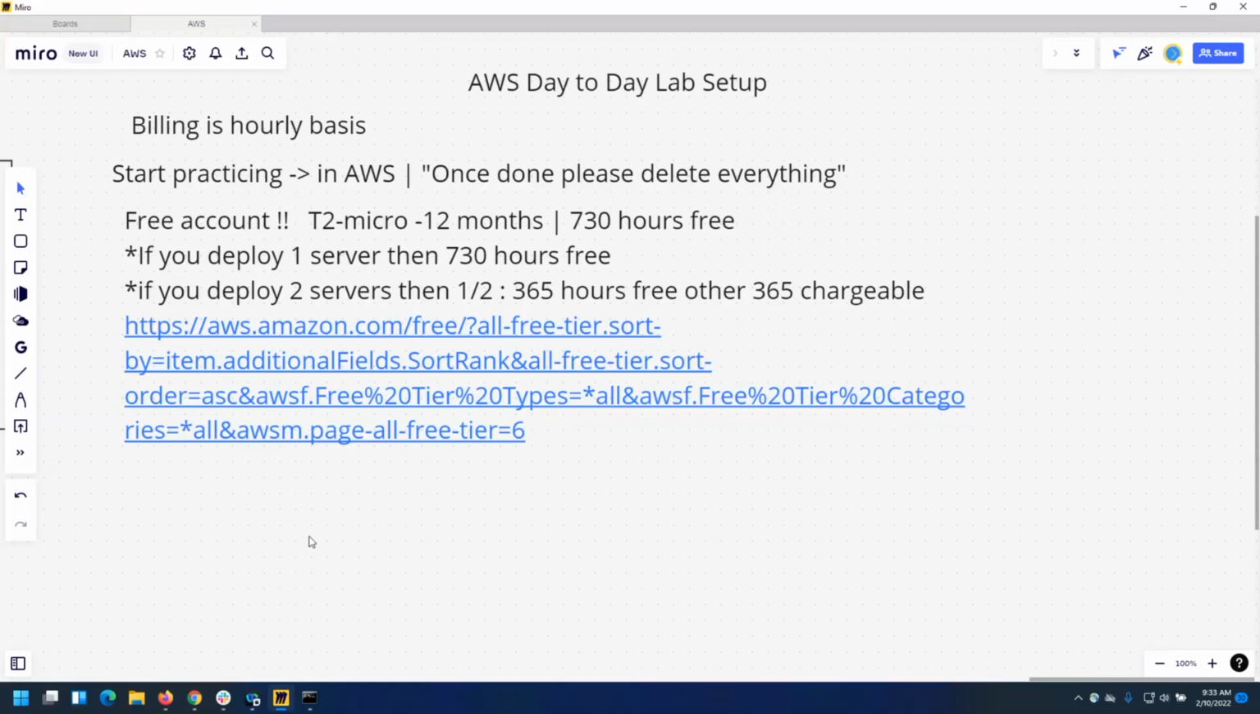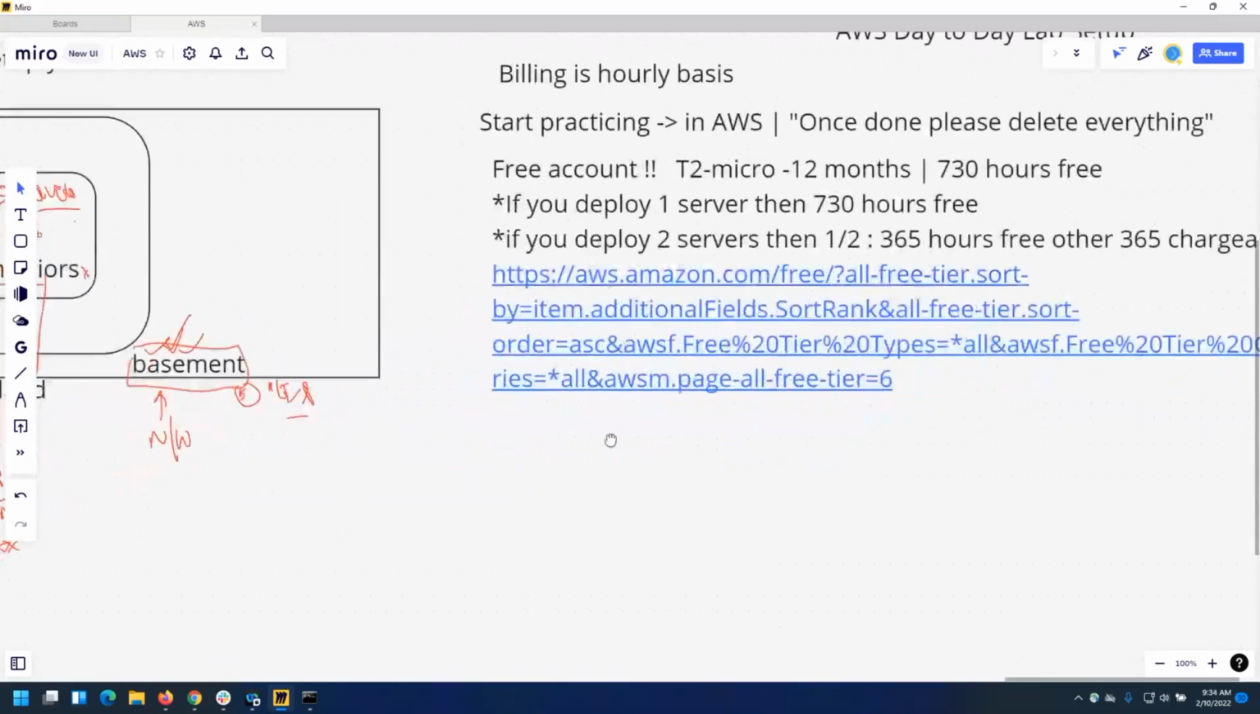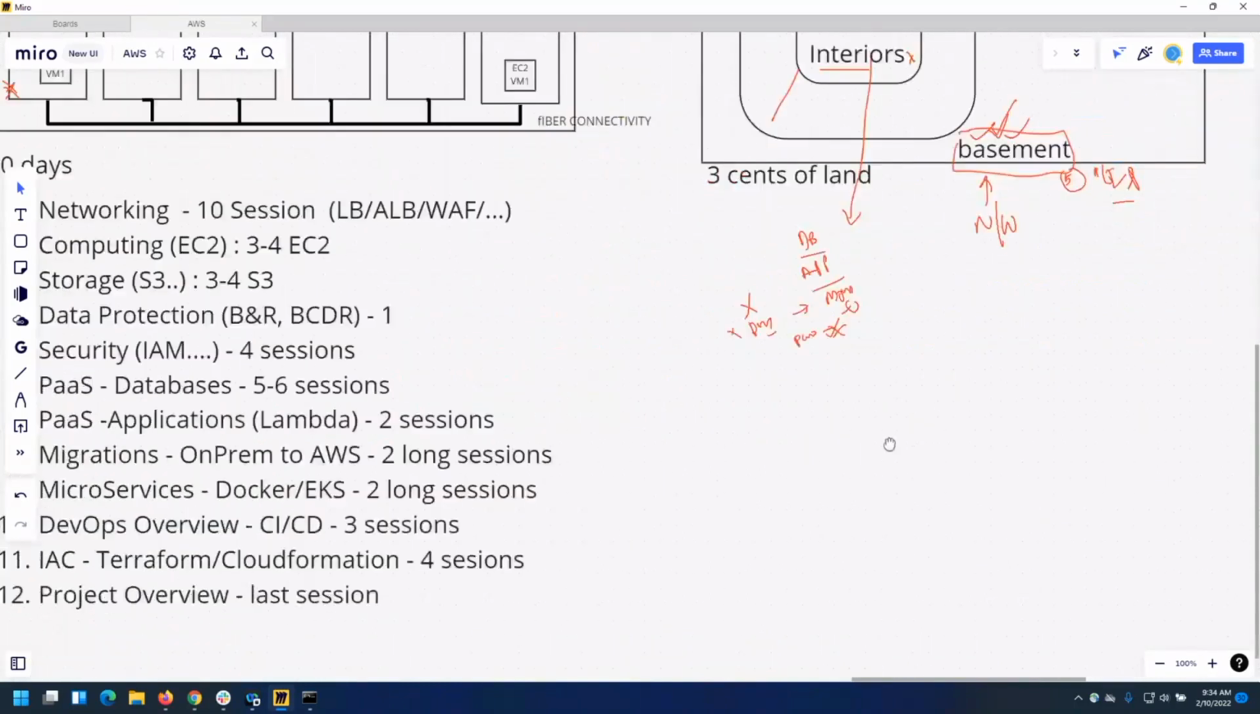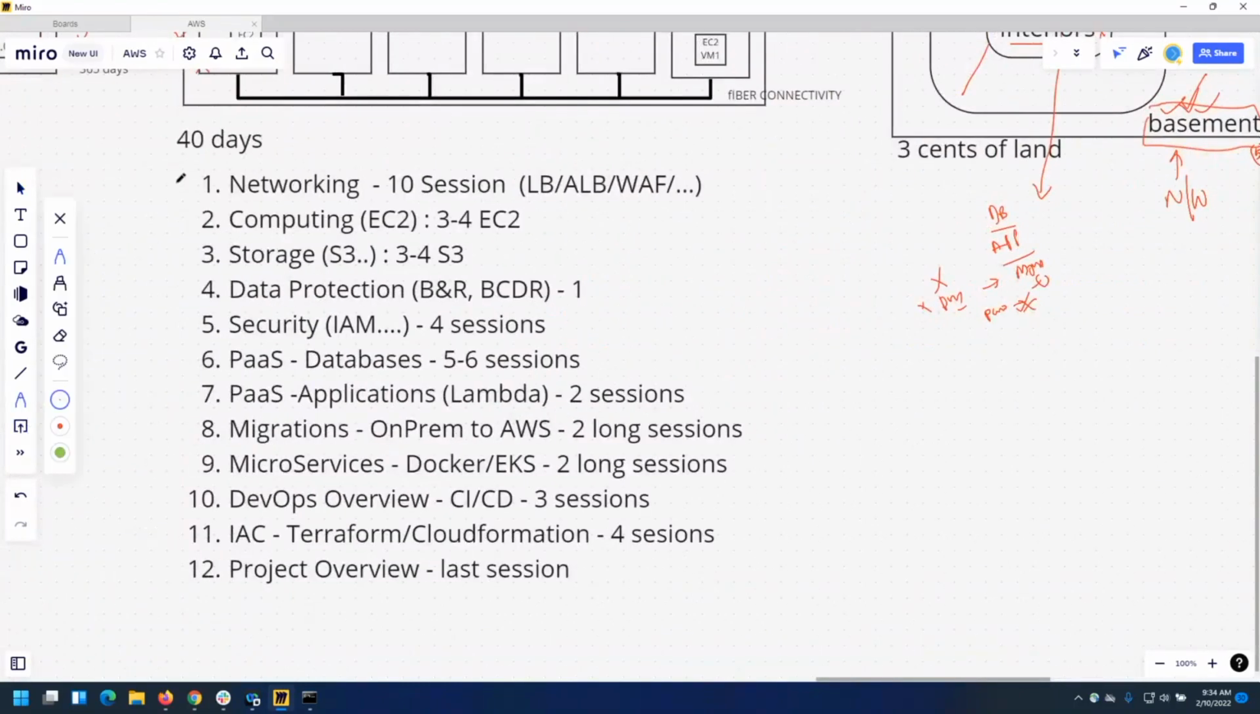So with this, I'll pause here for today, and tomorrow we'll start with our networking topic from tomorrow onwards. Make sense? If you have any questions or any sort of queries, I can help you with them now.